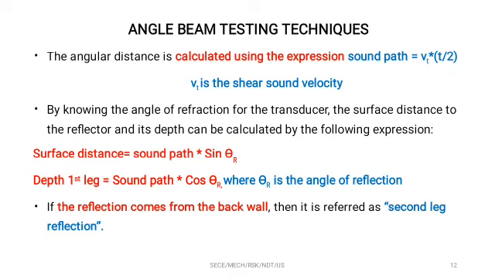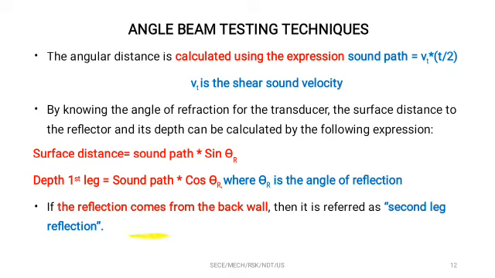This angular distance is calculated using the expression Vt into T by 2. In the previous case, we said V into T by 2. Here we are using Vt into T by 2, where Vt is the shear sound velocity. Why are we saying Vt? Because we are not using a normal beam, we are using a refracted beam. We are allowing the sound wave to pass through the test specimen at an inclined angle.